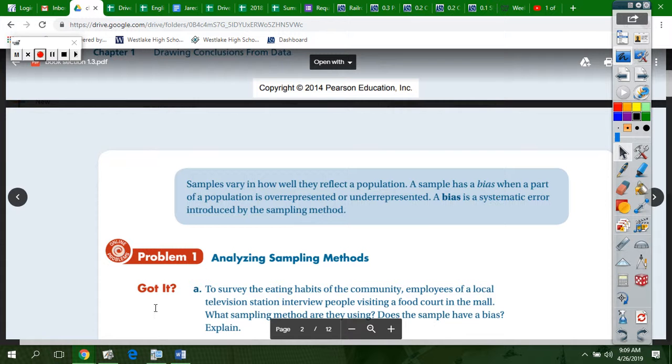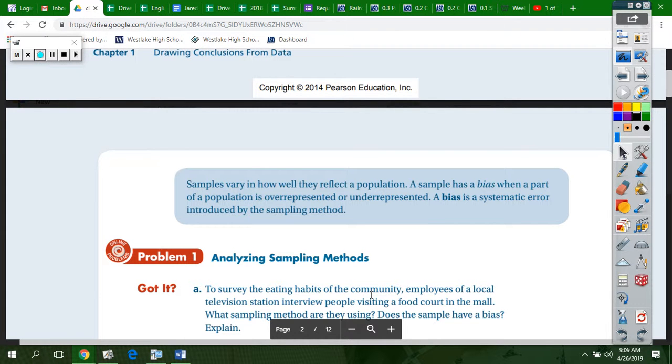All right, here we go. It says to survey eating habits of a community, employees of a local television station interview people visiting a food court in the mall. What sampling method are they using? It's convenient, right? They go to the mall, they're picking people in that area. Could it be biased? If their goal is to get eating habits, where are they at? Probably that's dictating somebody's eating habits because they're in the mall at a food court, right? They might not be getting the healthy person that's carrying their sack lunch with cucumbers and whatever. You get what I'm saying by that, okay? Yes, it does have a bias.